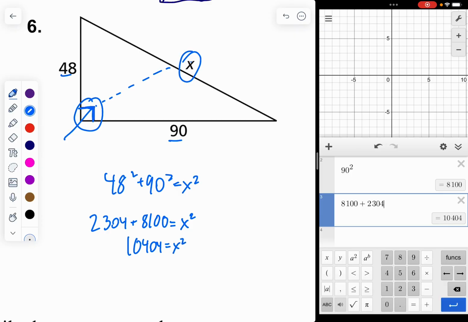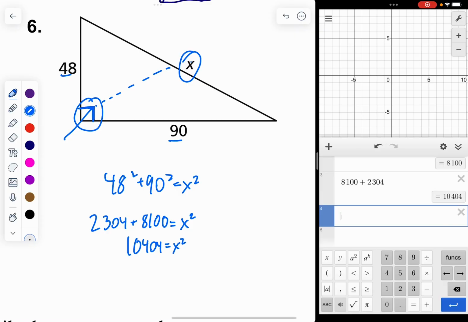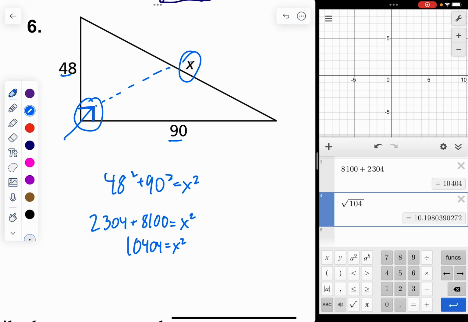$10,404. So the square root of 10,404 is 102. Hey, what do you know? It's a Pythagorean triple. Anytime you have three numbers, three integers, no decimals, and they make a right triangle, you have a Pythagorean triple on your hands.